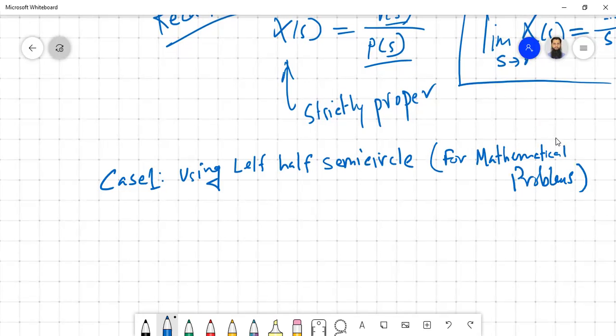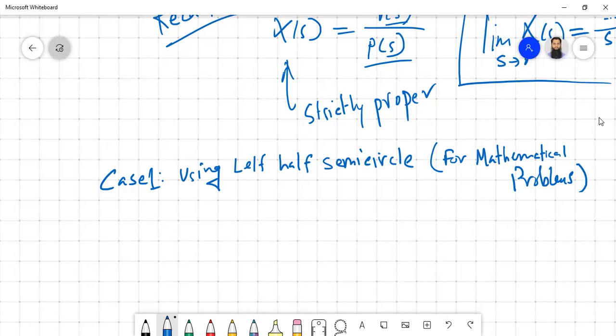The other one will be used to actually understand. The other one is a bit complicated. The right semicircle, using the right semicircle, that one is complicated. So we'll not use that for solving the math problems. Rather, that will be used for explaining some of the theorems in the later part of this chapter and in chapter 4 as well. But that is also essential.